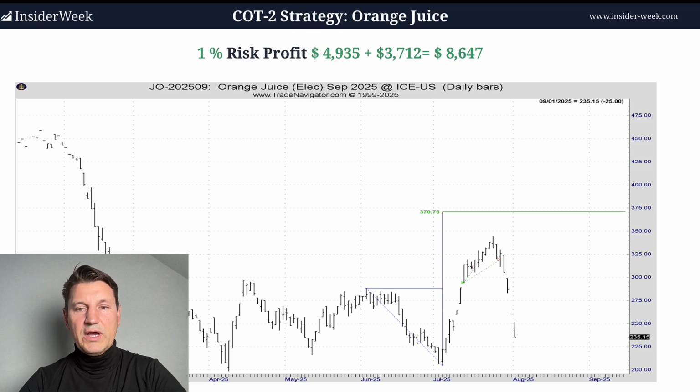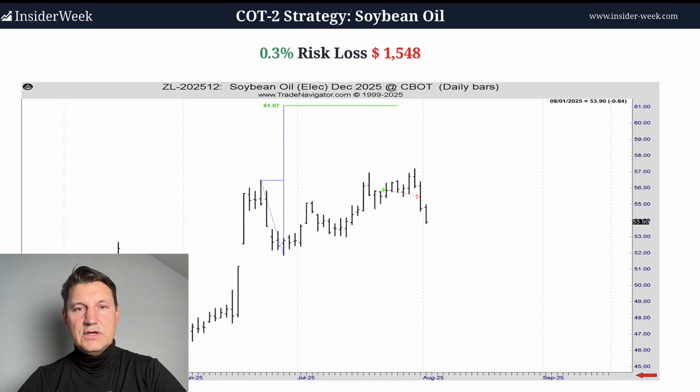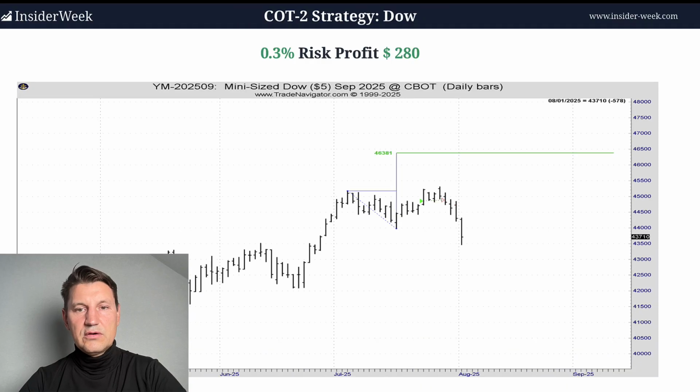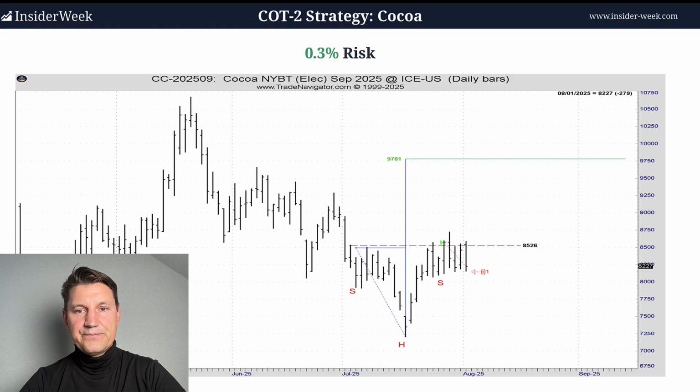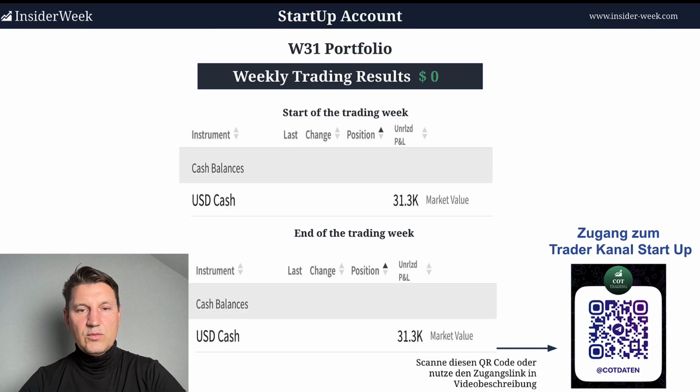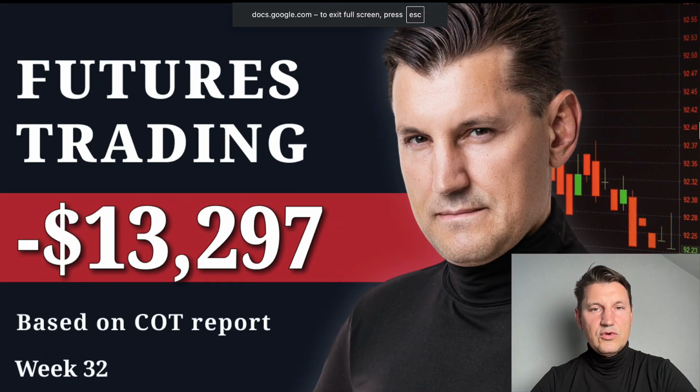And here you can see the trades. I closed my trade in orange juice, and here you can see I was stopped out in soybean oil, and also my break-even trade in Dow Jones Mini. And here you can see my up trade in cocoa. On the small account I didn't do any trades 2 weeks ago. Let's have a look at the trading results of last trading week.